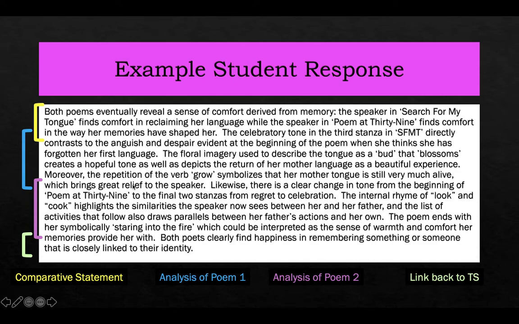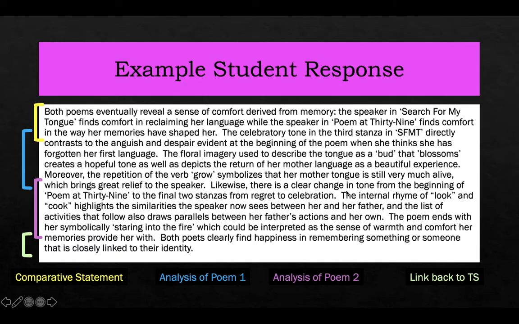So if you look from here, oh, I think I left a bit out, didn't I? Moreover, the repetition of the verb grow symbolises that her mother tongue is still very much alive, which brings great relief to the speaker. So I've also talked about repetition, structure again, but it's also focusing on the use of language. Okay. Likewise, so now we're moving on to analysis of poem 2.